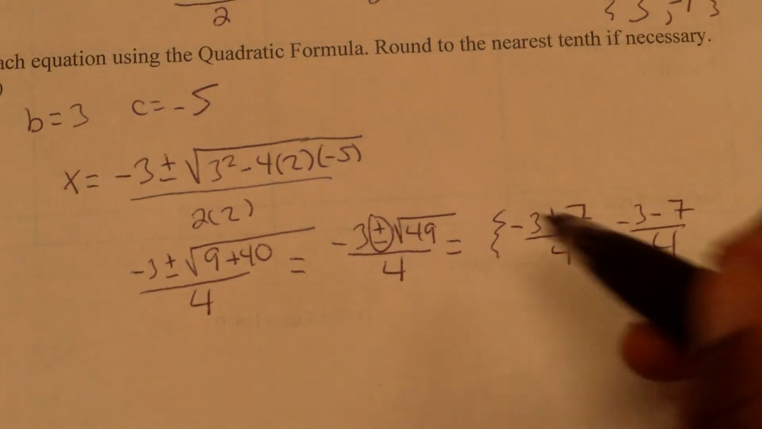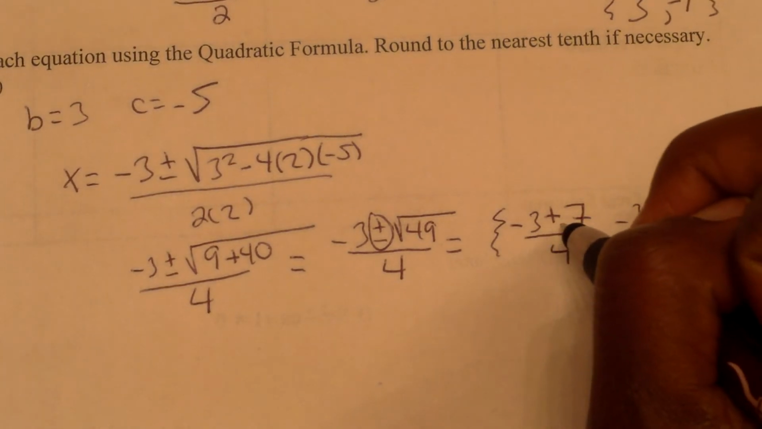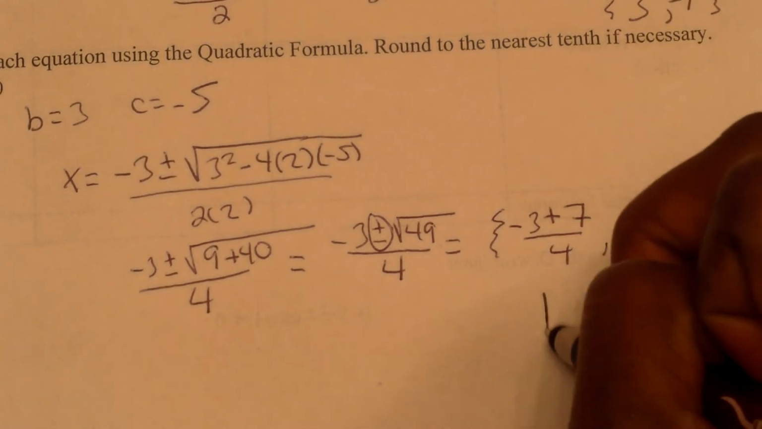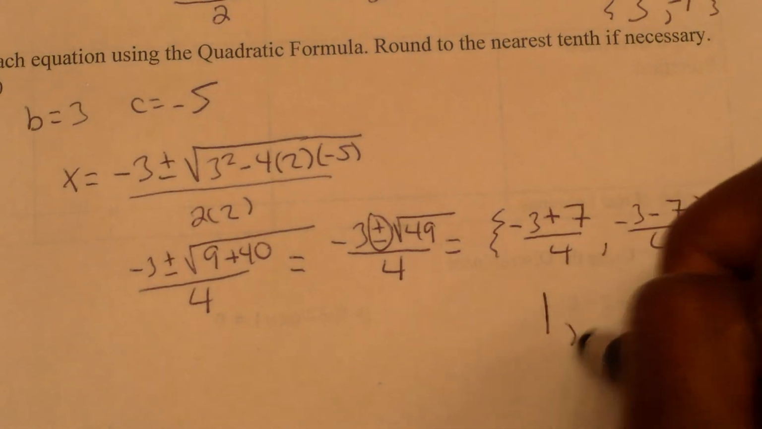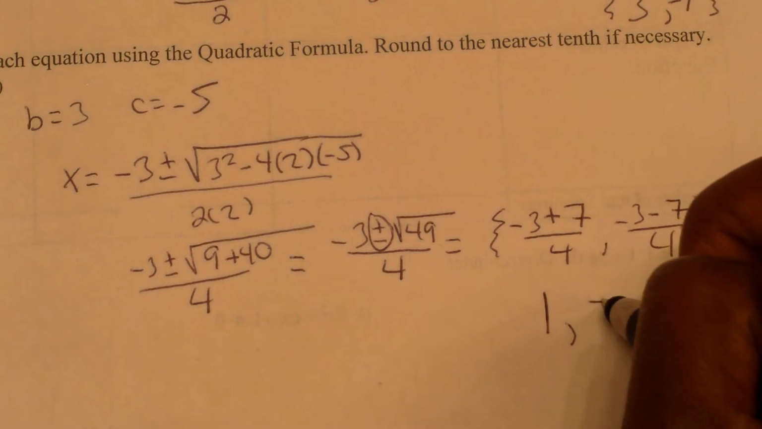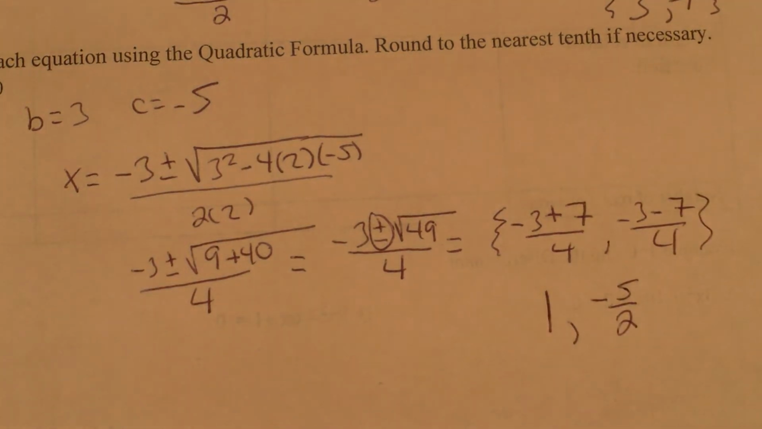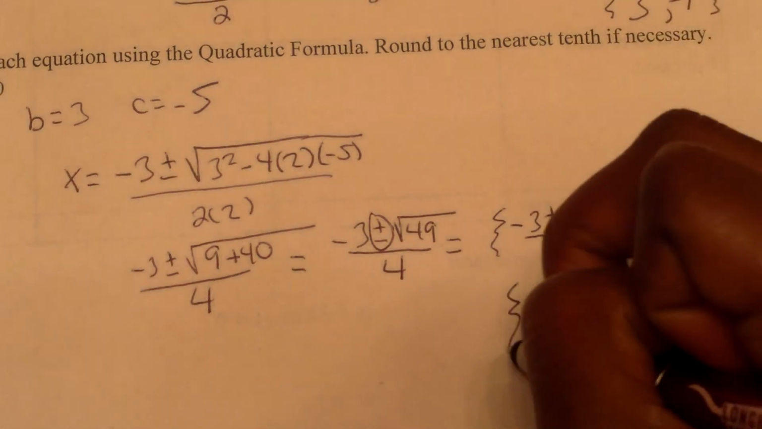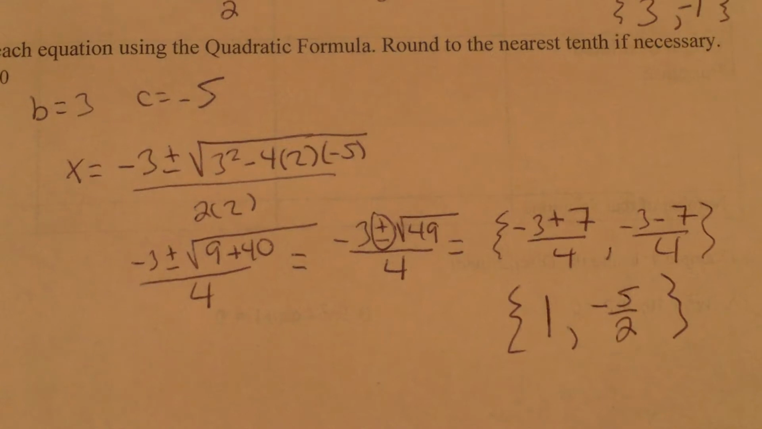For those of y'all who lost, I just went ahead and did the square root of 49, which is 7. 7 minus 3 is 4. 4 divided by 4 is 1. Negative 3 minus 7 is negative 10, so we're going to have to reduce negative 10 over 4. Both of those are divisible by 2, so we end up with negative 5 over 2. Everybody got that? And those are our zeros, or where we cross the x-axis. And if you put it in the calculator, you should be able to estimate and see that that does work out. Got it? All right.